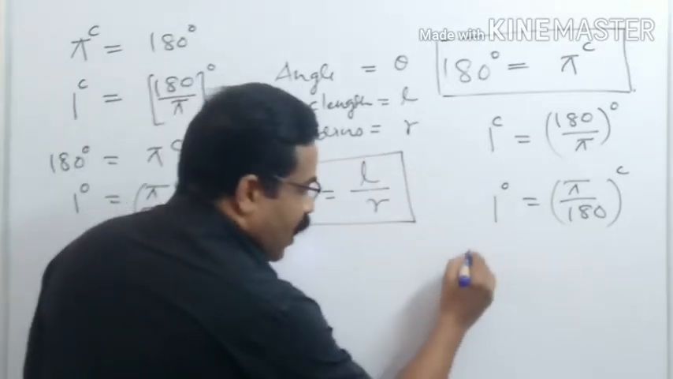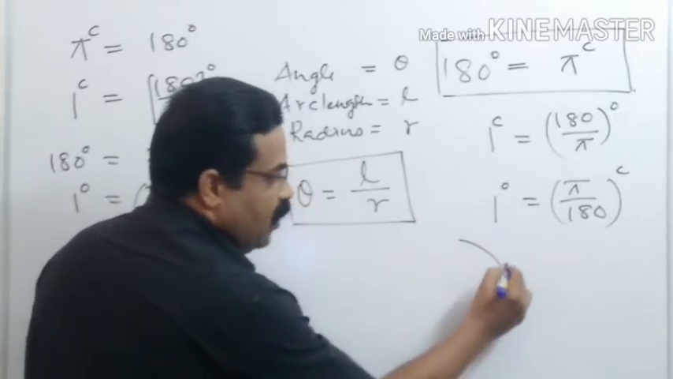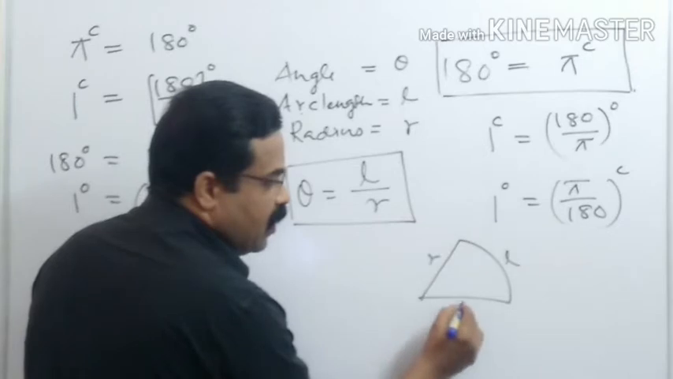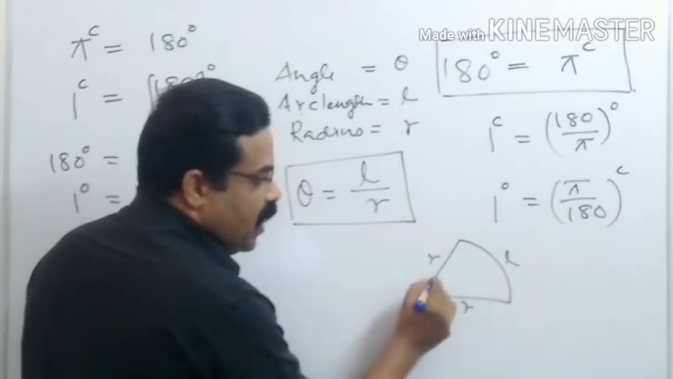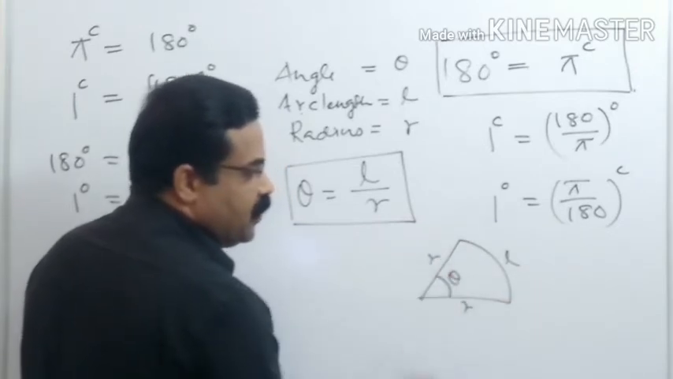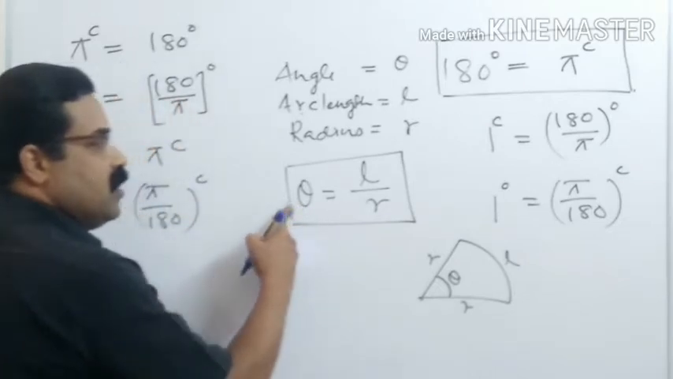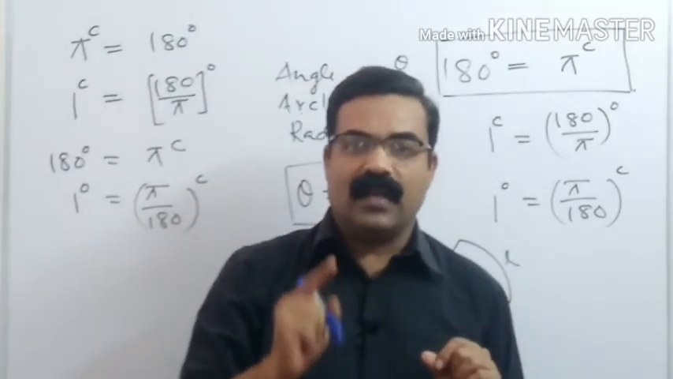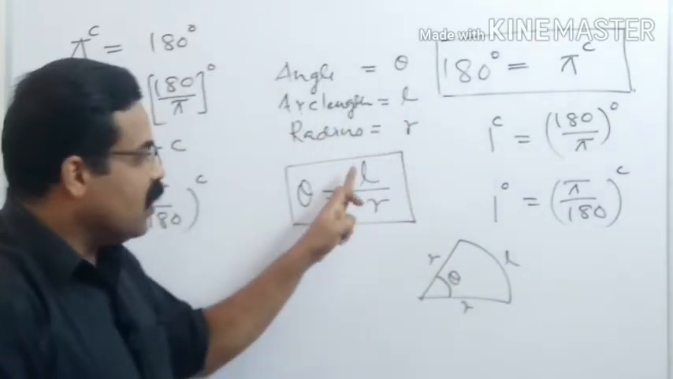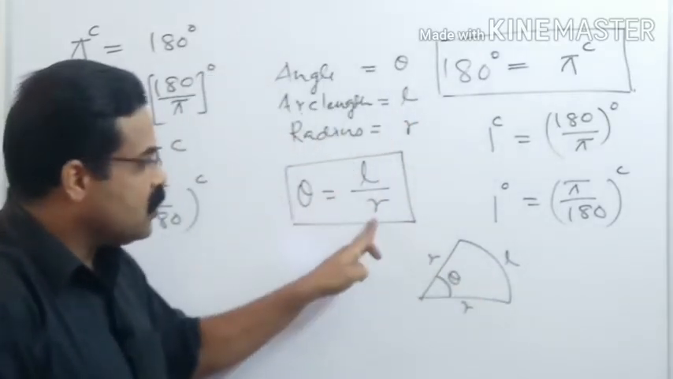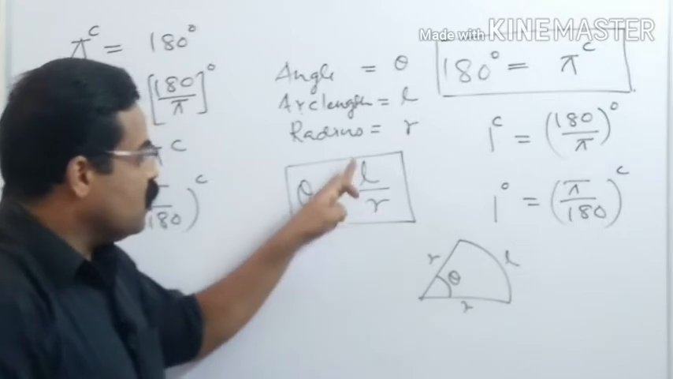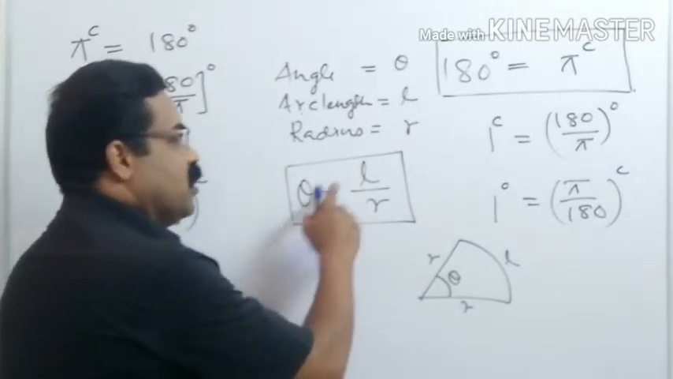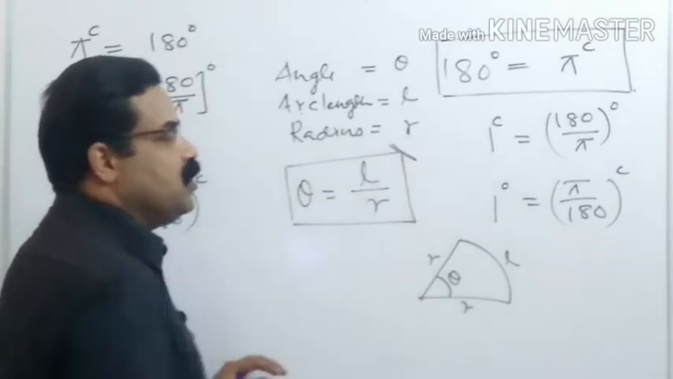We have an arc length L, and this is the radius R. This arc makes an angle theta at the center. Then we can say theta is equal to L by R, theta is equal to arc length by radius. From here you can say arc length is equal to theta into radius, or radius is equal to length by theta. So you have to remember theta is equal to L by R, one of the very important equations.